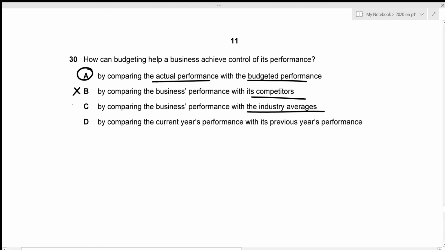So this is incorrect. Then the last one is by comparing the current year's performance with the previous year's performance. Again, we're talking about the performance but not the budgeted values. So this does not help control the business's performance from the point of view of budgeting. So this is incorrect as well.